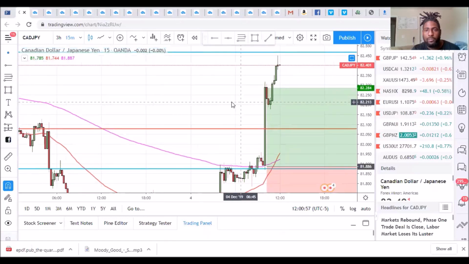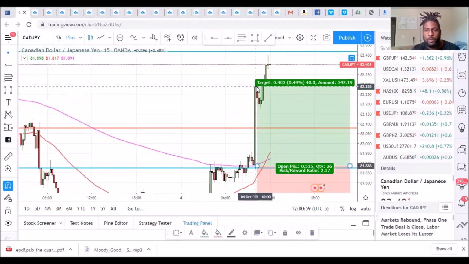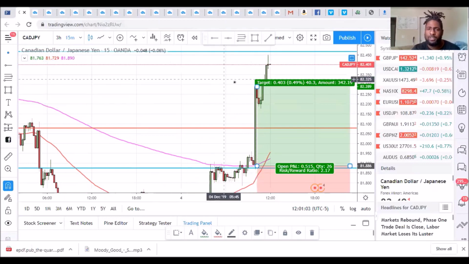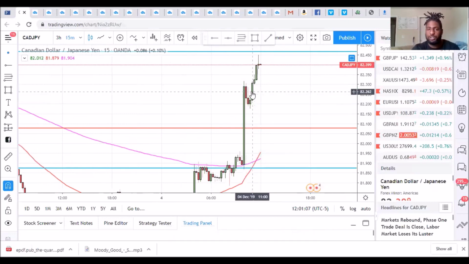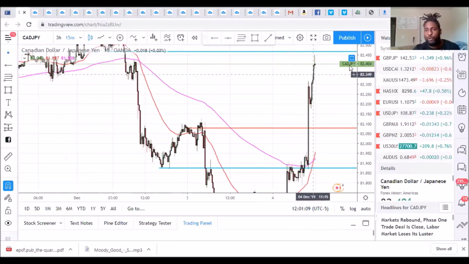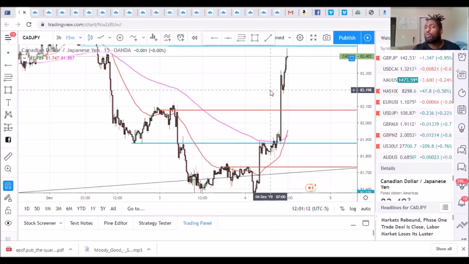We have a 40 pip candle, 40 pip rise in one candle. You know what I'm saying? Within 15 minutes. So that's more of an in-depth look at structure to see, okay, without looking at news, what are we identifying?